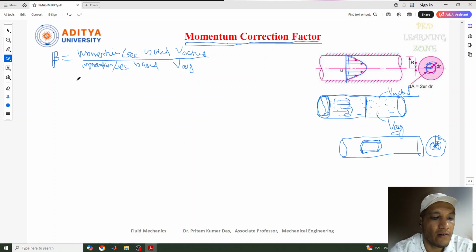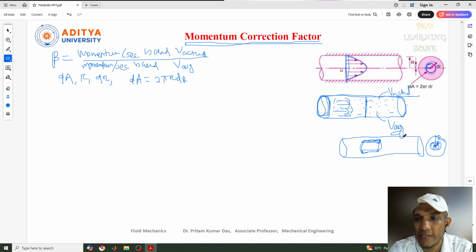Let's consider the small elemental area dA, with radius r and thickness, or width, dr. Then the area dA equals 2 pi r dr, which is nothing but the small elemental strip: the perimeter of this object times the thickness.